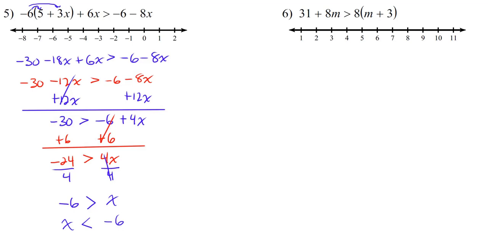Let's go ahead and graph that. Here's negative 6. So we are putting a hollow circle. And once again, it's less than, so we are going to draw our arrow pointing to the left.